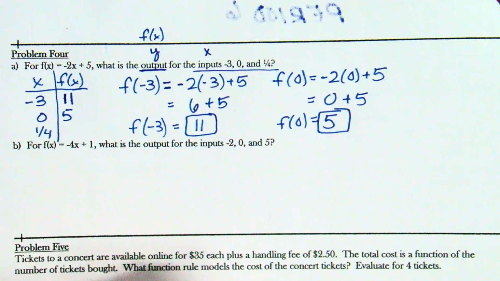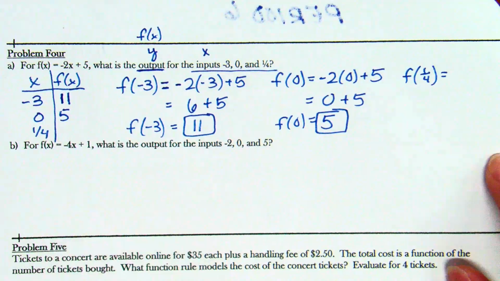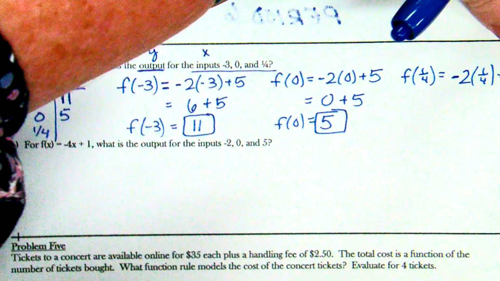Okay, lastly, we're going to do your favorite one, right? We're going to plug in 1/4. That means we're doing negative 2 times 1/4 plus 5.